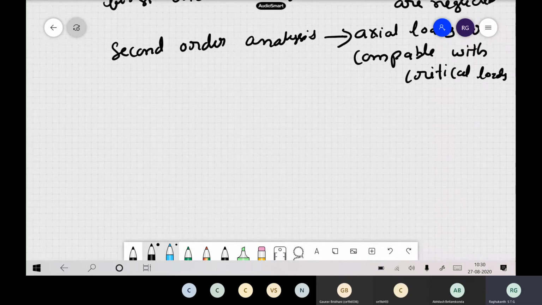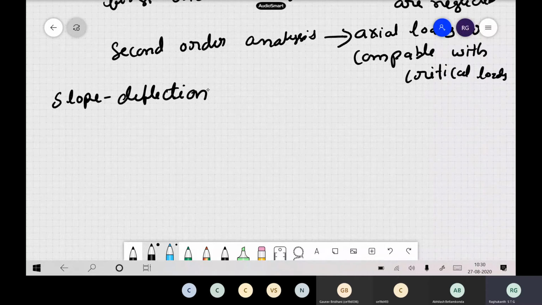Okay, so now let us see how to derive these slope deflection equations for first order and second order. First order I will just briefly show, but second order is very important, so that we will do in detail. Okay, so slope deflection equations, without the axial force.